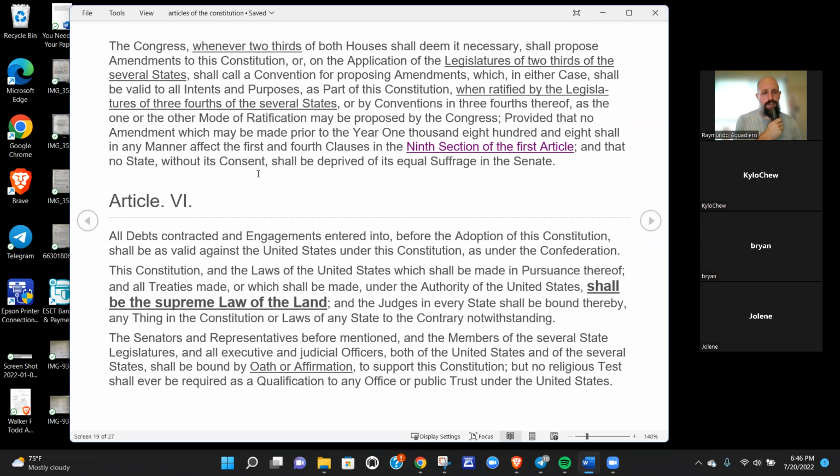This Constitution and the laws of the United States, which shall be made in pursuance thereof, and all treaties made, or which shall be made, under the authority of the United States, shall be the supreme law of the land. All right, Article 6, Clause 2, the Supremacy Clause. This Constitution and everything laid out in it, all the laws of the United States, take precedence and are applicable throughout the land, in every situation, in every circumstance, in every contract.